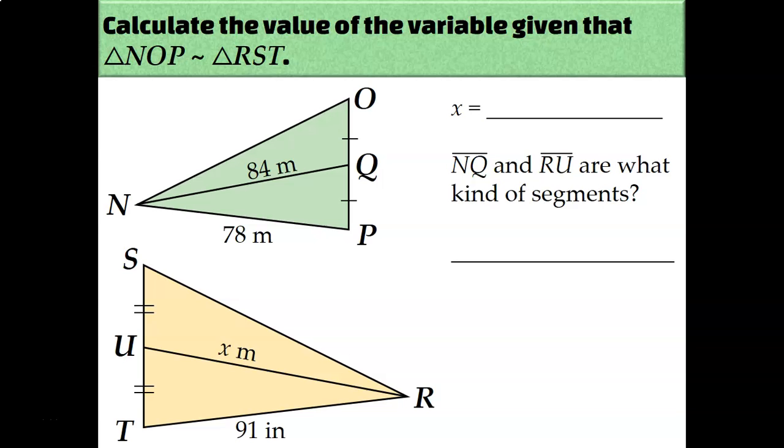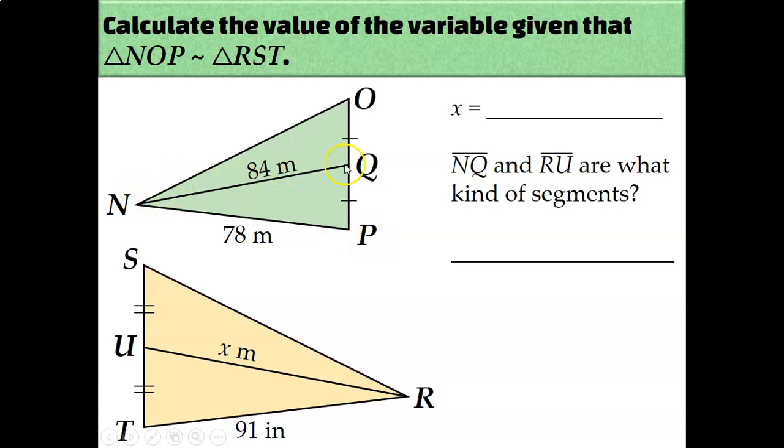So let's put this knowledge to use. I know that triangle NOP is similar to triangle RST, and we're supposed to figure out the value of x, which is the length of UR. In this situation, we've been given medians of these two triangles. I can tell that NQ and RU are medians because they connect a vertex of the triangle to the third side so that it bisects that third side. Q is the midpoint of OP.